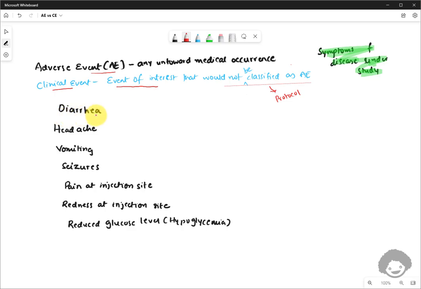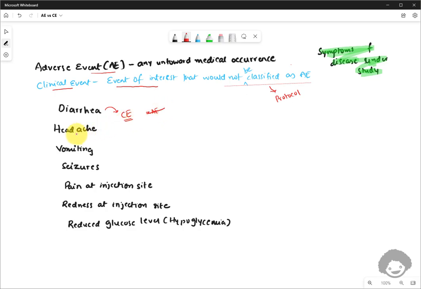Let's take the example of diarrhea. Let's say we are trying to conduct a study for evaluating different treatment options for diarrhea. So this is actually a symptom of interest, and if diarrhea is specified as an event of interest in the study, this information would be reported in CE instead of AE. Because in that study, diarrhea is an event of interest and it is specified in the protocol as not an AE, all the occurrences of diarrhea in that study would be reported in CE instead of AE.